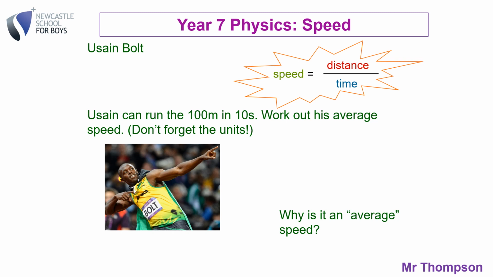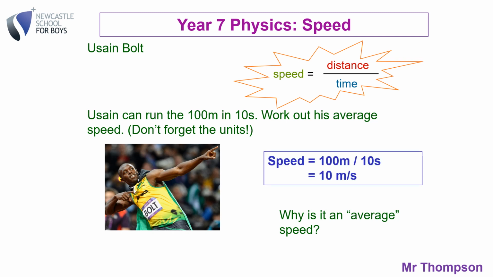Because you're going to use the formula, speed equals distance over time. You must remember that formula and be able to use it. So his average speed would be 100 meters in 10 seconds, which would be 10 meters per second. Why is it average? Because at the start he moves much slower. He has to accelerate to get his top speed, and when he crosses the line he'll actually be going a little bit faster than that. So his average speed is because his speed changes throughout the race. It increases, or he accelerates.